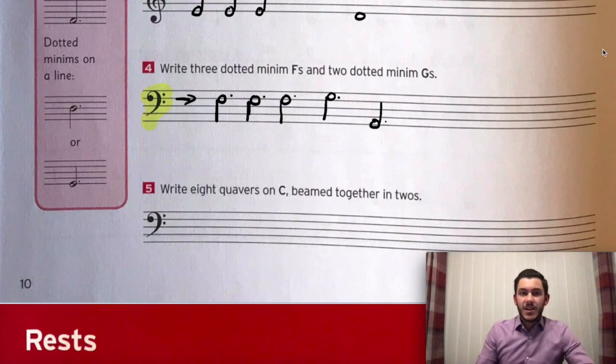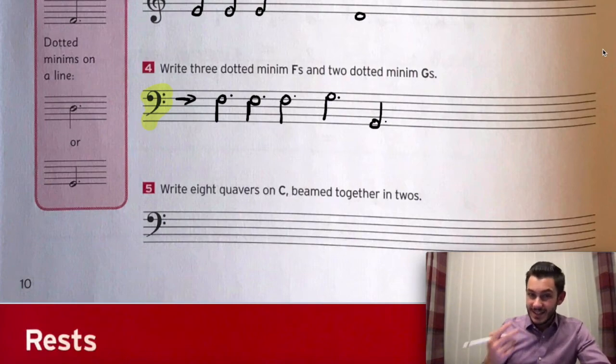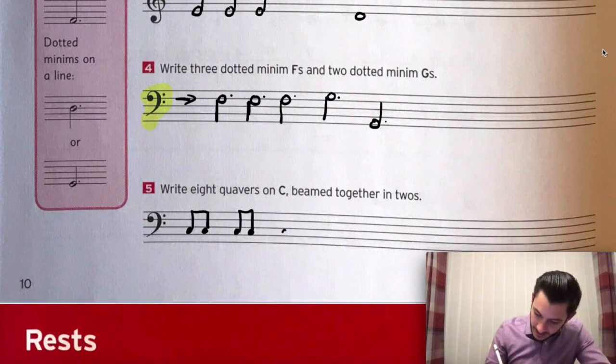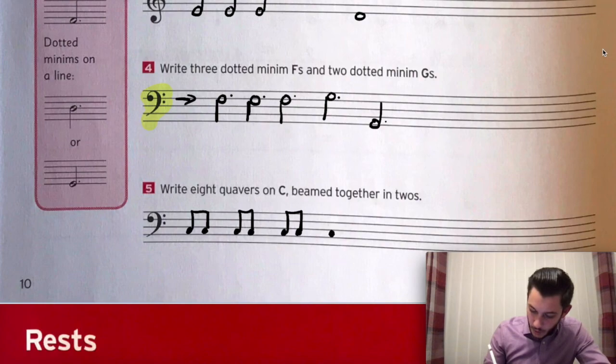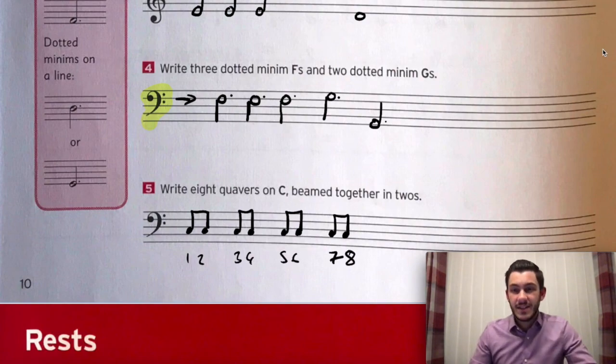Lastly, 8 quavers on C beamed together in 2s. Okay? So we'll do all cows eat grass, so it's the second space. So 1, 2, we're going to beam them together. 1, 2, beam them together. 1, 2, beam them together. 1, 2, beam them together. And that leaves us 1, 2, 3, 4, 5, 6, 7, 8. There's our 8 quaver Cs beamed together in 2s.